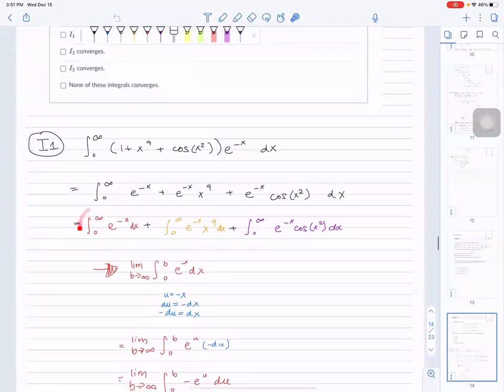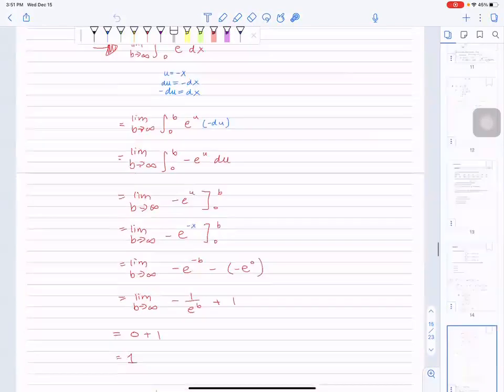Then you would have to find this integral. How do you find this integral? Well, we could use that limit rule where we take the limit of b going to infinity and replace the infinity, which was up here, with b. You could evaluate those integrals, get your answers. You could do each part.